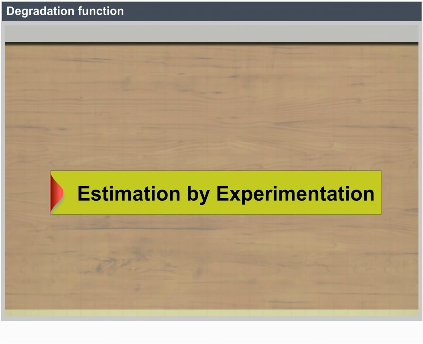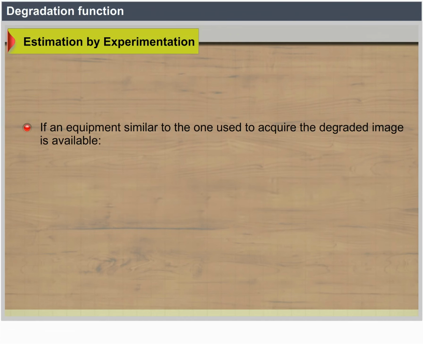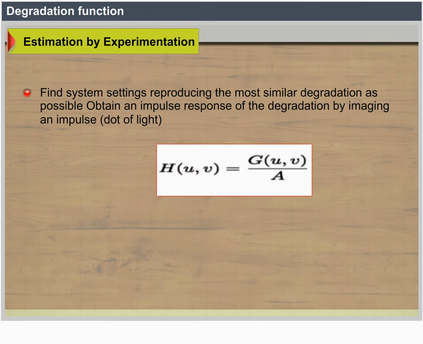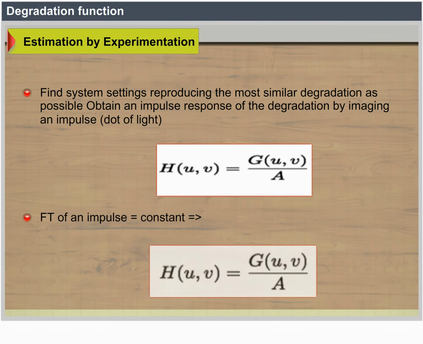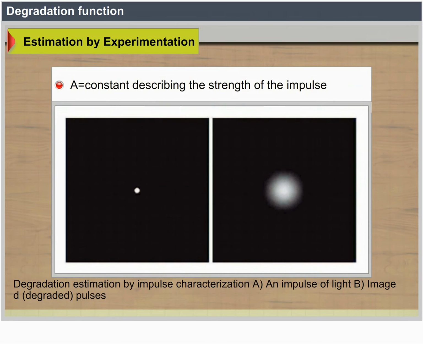Estimation by experimentation. If equipment similar to the one used to acquire the degraded image is available, find system settings reproducing the most similar degradation possible. Obtain an impulse response of the degradation by imaging an impulse dot of light, as shown. The FT of an impulse equals a constant, leading to, as shown. Here, A equals a constant describing the strength of the impulse.